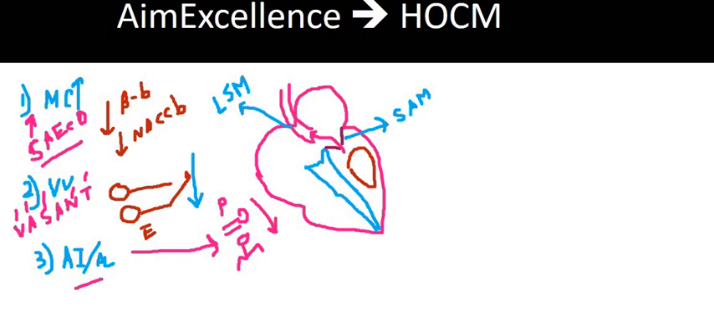Whereas the conditions which are going to increase the ventricular volume, like we have said, the supine position, passive leg raising, or expansion of the blood volume, that is going to increase the blood volume, and that is going to decrease the intensity of the murmur.